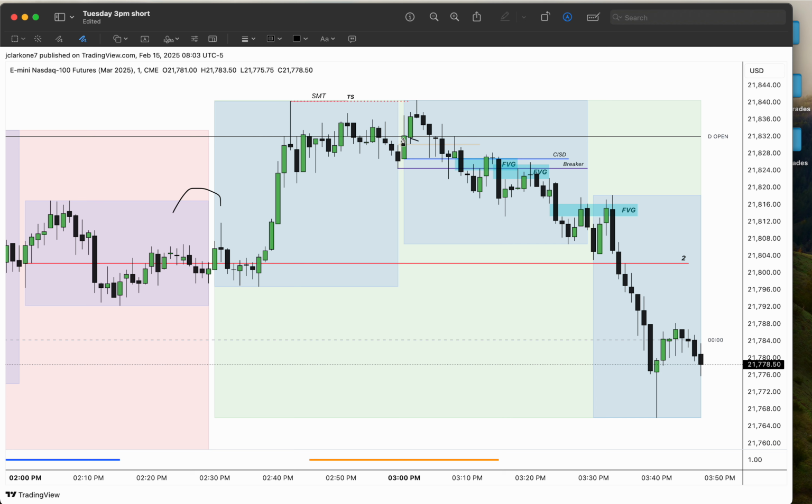We have a tiny inversion here, and breaker, and some fair value gaps that support price as resistance, all the way down to the first target, 2 p.m. open, second target, previous 30-minute cycle, ultimate target would be 90-minute cycle low. I don't think we hit it on this trade, but yeah, any questions on that one?